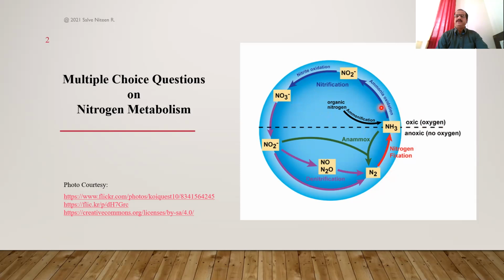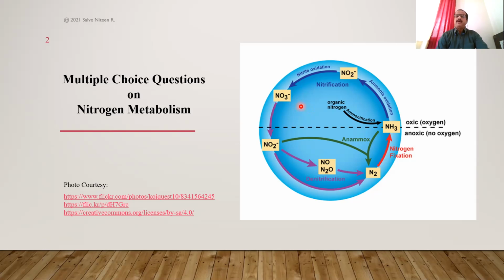It occurs in two steps: ammonia to nitrite is carried out by certain bacteria, mainly Nitrosomonas, and oxidation of nitrite to nitrate takes place by another group of bacteria, mainly Nitrobacter. So once nitrate is formed, it enters the plant, because nitrate is the form that is mostly absorbed by plants, and after it is absorbed, it is again converted into ammonia.